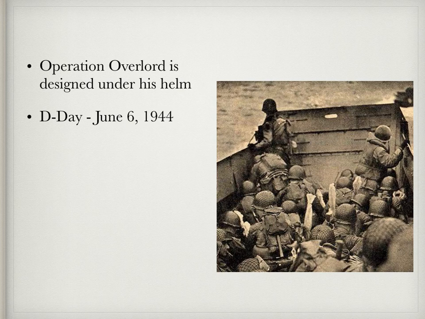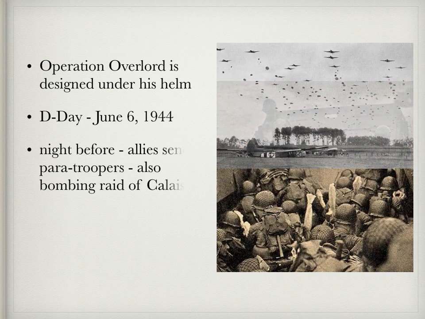The D-Day landings happen on June 6, 1944. And this is really when the Allied forces really get that foothold back in Europe and kind of take down Hitler's fortress Europe and take down that Atlantic Wall. The night before the D-Day landings, the Allies send in paratroopers. They also have a bombing raid in the French town of Calais.